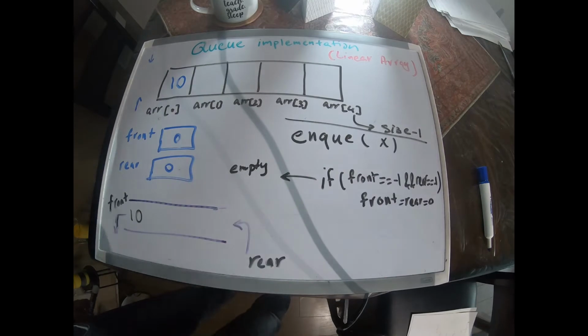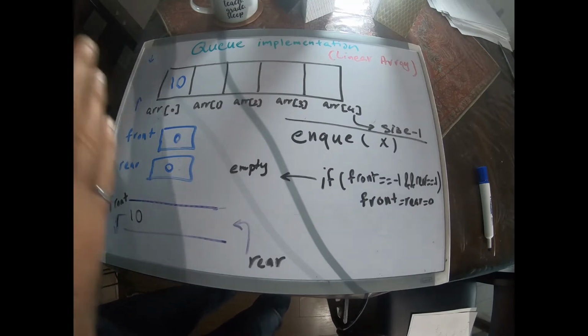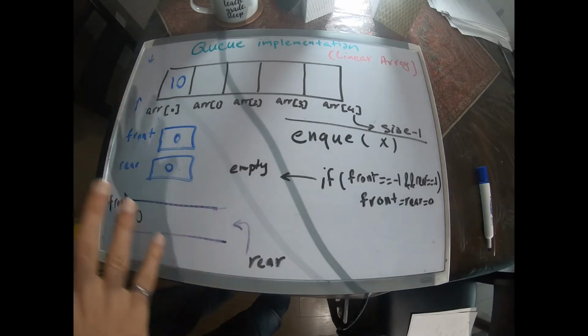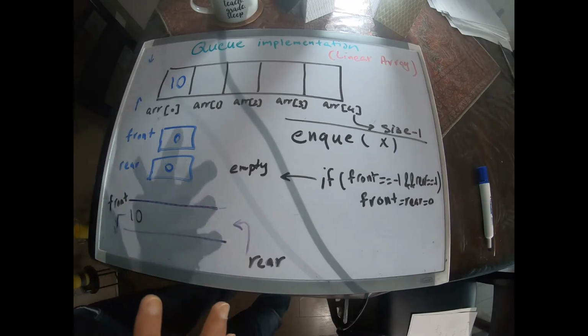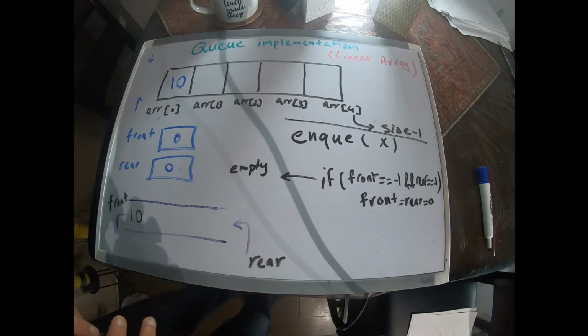I'm writing a pseudocode. This is not a C++ code. And I just want to emphasize this, that this is one way of implementing queue using linear array. You might see or hear different implementations, as long as it follows all the rules of the queue, that's going to be fine.